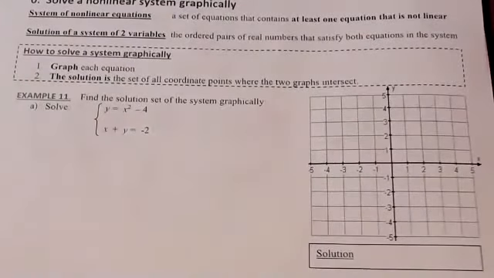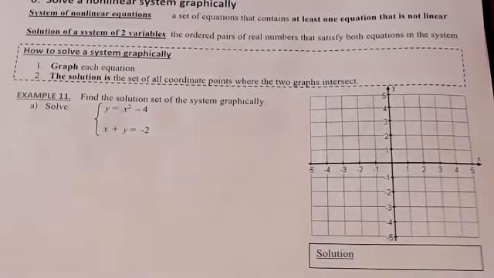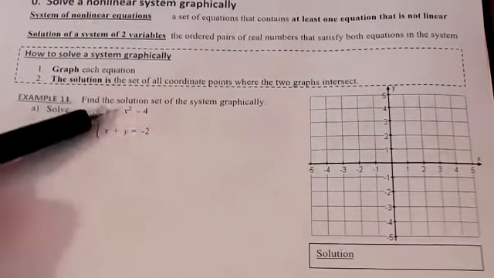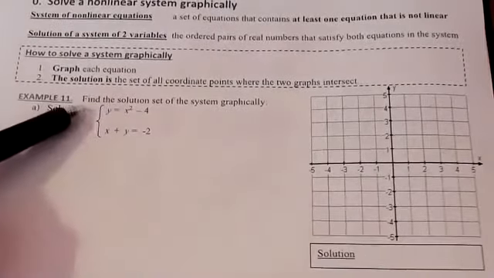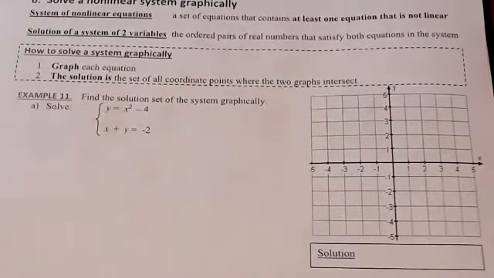So take a look at our first one. We have y is equal to x squared minus 4, and then we have x plus y is equal to -2. Notice with our first equation, we have a parabola, right? We have a quadratic equation, which is a parabola. So we can take steps to actually graph this. Let's start off with the axis of symmetry. How do you find it? What's the formula?